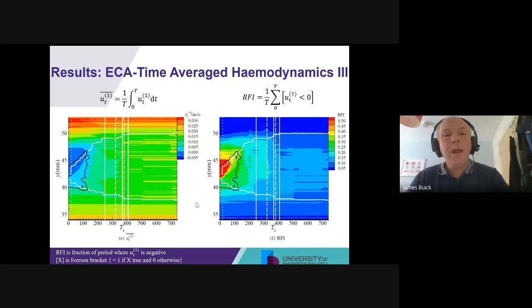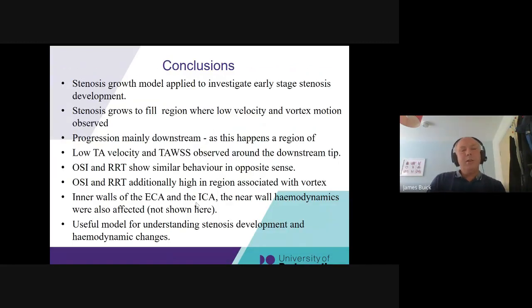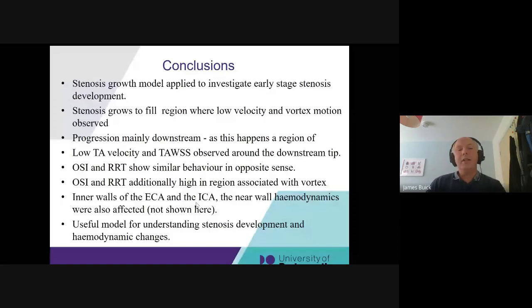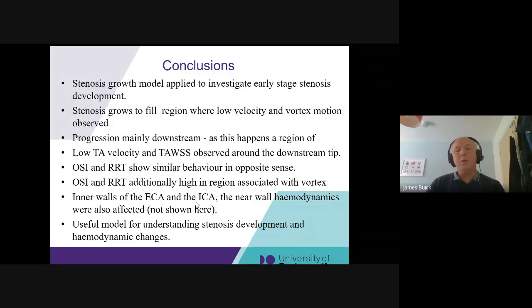So in conclusion, we've been able to use this model to model stenosis growth, certainly the early stages of stenosis growth, and to look at the development. We've seen that the stenosis has really grown to fill in the regions where we had low velocity and vortex motion when we considered the original healthy artery. It progresses mainly downstream, particularly in the external carotid artery.